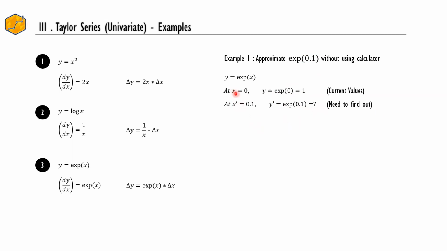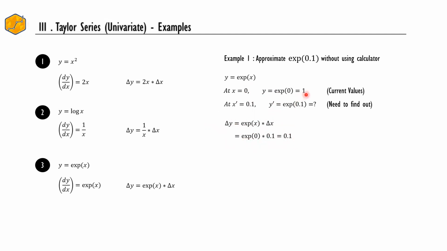Now see, from x equals 0 to x as 0.1, what is the change? Delta x is 0.1. If we can find out delta y, then we are good. And we know how to find out delta y from delta x. This is from Taylor series. Just plug it in. We get e to the power x, where x was 0 initially, times the change in x, which is 0.1. So we get the change in y as 0.1. So y would change by 0.1.